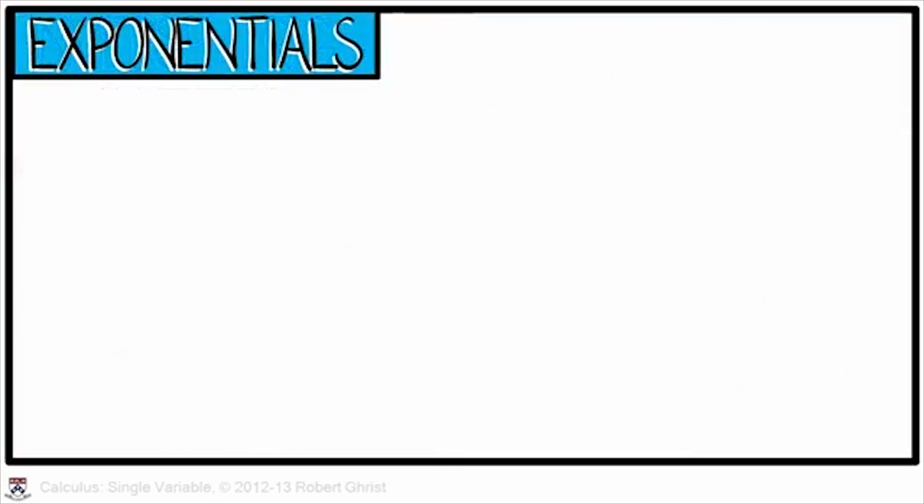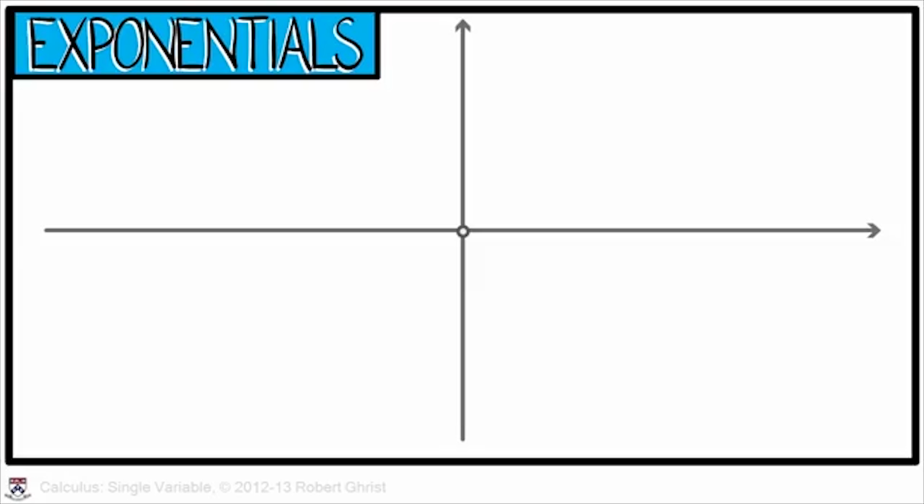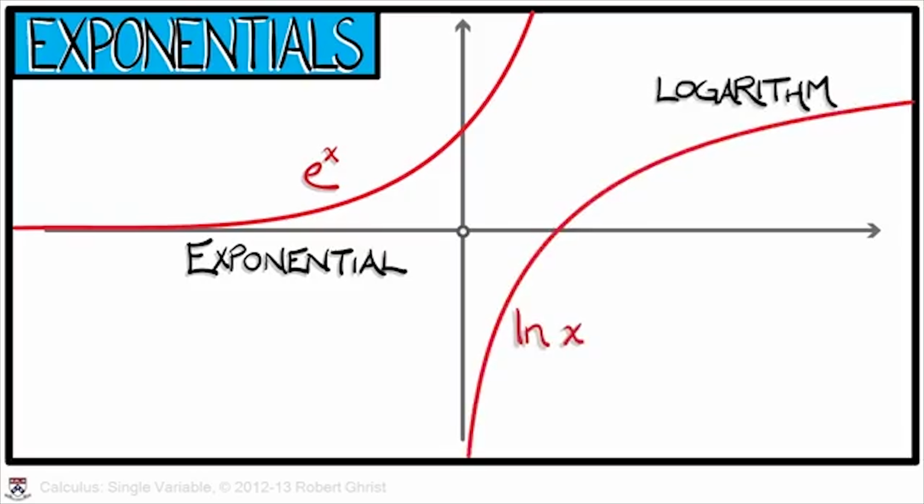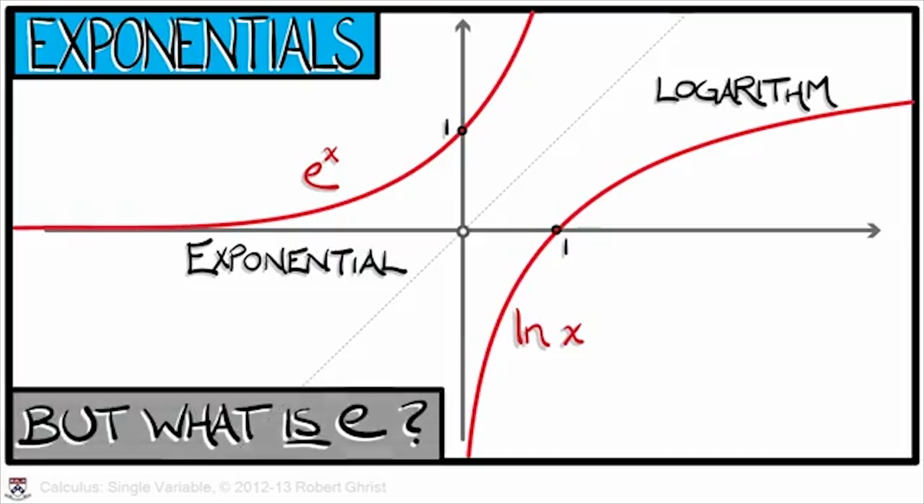The last class of functions that is of critical importance are the exponential functions. These are functions of the form e to the x, e to the x being the canonical example of an exponential function. Its inverse is the logarithm, or more precisely, the natural logarithm, ln of x. You've seen these functions before. You know, because they're inverses, that their graphs have this symmetry about the diagonal. So, for example, if e to the 0 is 1, as it must be, then log of 1 must be equal to 0, certainly.